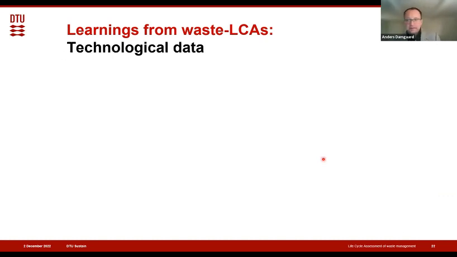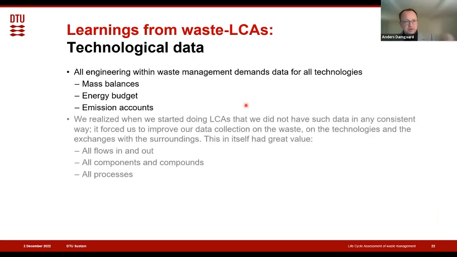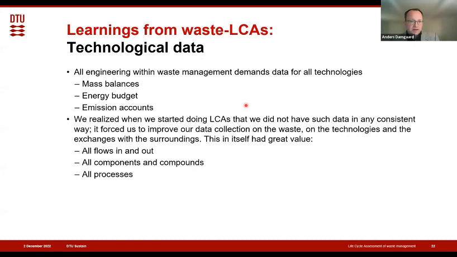trying to recycle it. Another thing was this, that all engineering within waste management demands data for all technologies. So I showed this just before. We need mass balances, energy budget, emissions account. And we realized when we started doing the LCAs that often we did not have such data in any consistent way. And this really forced us to start improving our data collection on waste, on the technologies and exchanges.